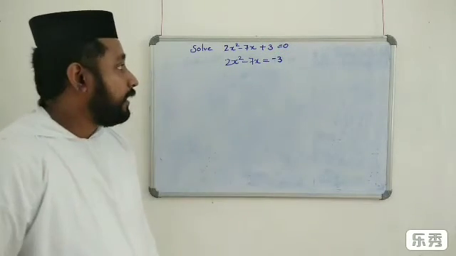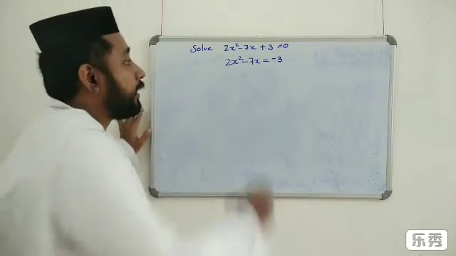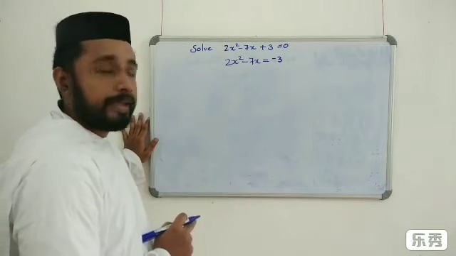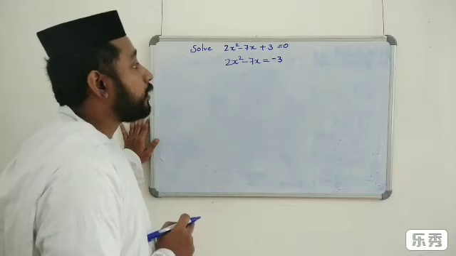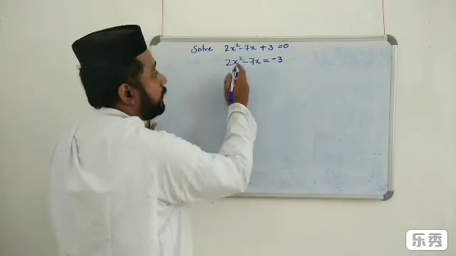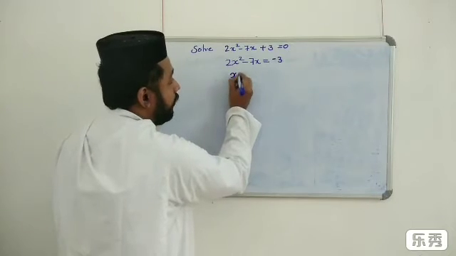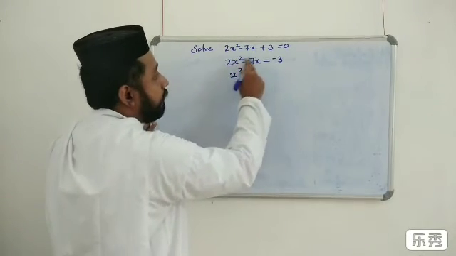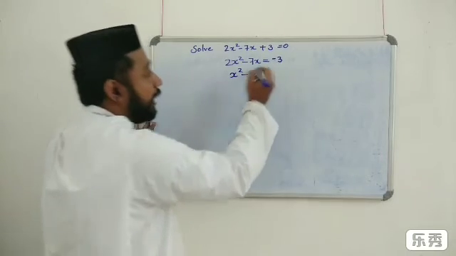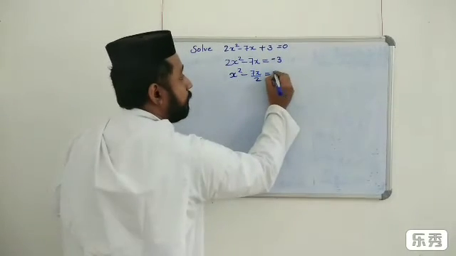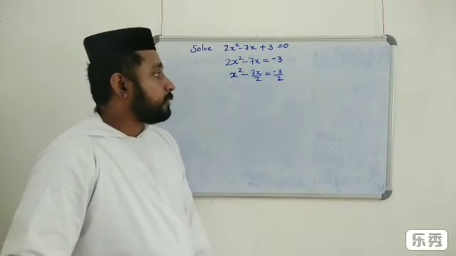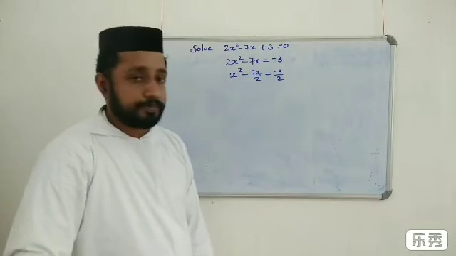The first step is 2x² − 7x equal to minus 3, moving the constant term to the right side. The second step is consider the coefficient of x². Here also 2 is the coefficient of x². So divide the equation throughout by 2. We will get x² − 7x/2 equal to minus 3/2.